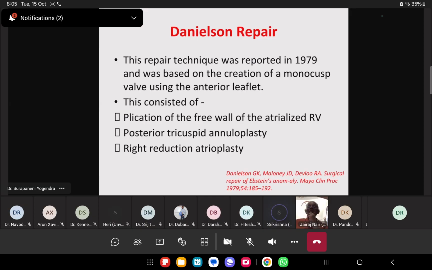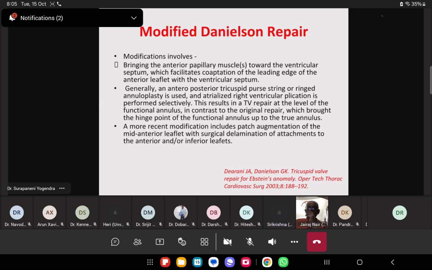Modified Danielson repair. Modifications involve bridging of the anterior papillary muscle towards the ventricular septum, which facilitates coaptation of the leading edge of the anterior leaflet with the ventricular septum. Generally, an anteroposterior tricuspid purse string or ringed annuloplasty is used, and atrialized right ventricular plication is performed selectively. This results in a tricuspid repair at the level of the functional annulus, in contrast to the original repair, which brought the hinge point of the functional annulus up to the true annulus.